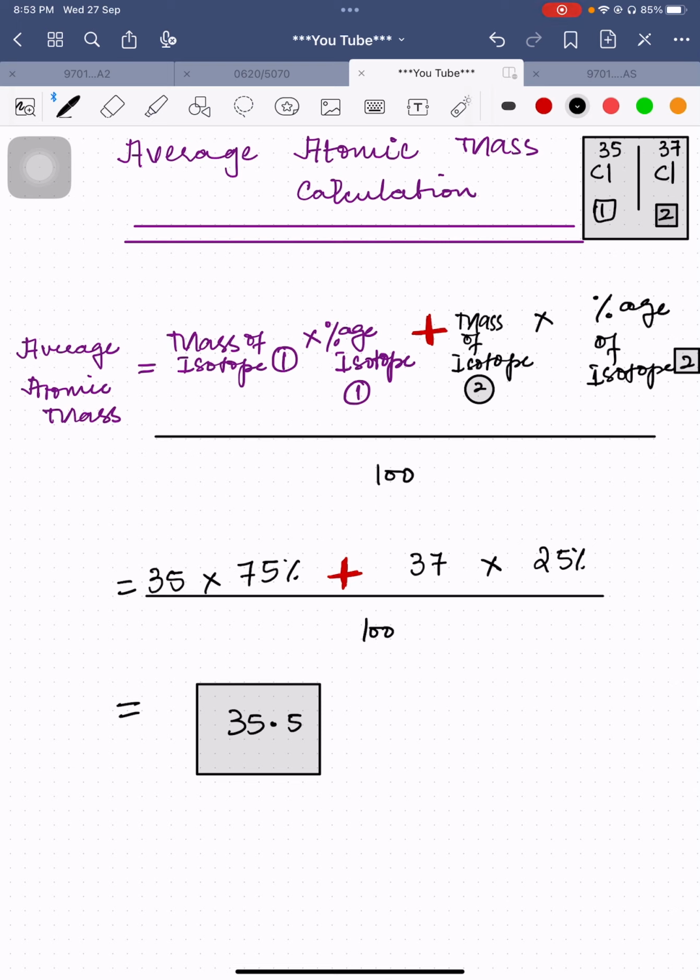We are going to implement this on the next element. Chlorine is done, so now: average atomic mass calculation for hydrogen.